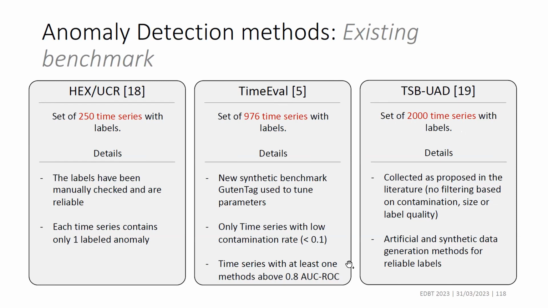So we did not filter anything, neither based on the contamination rate. We have some time series with a high contamination rate, but also a very low contamination rate. And we didn't filter based on the performance of the model either. For some time series, we don't have any models that perform well. I think it's a nice way to have a picture of what we have as time series in the literature. These are the things we have, and then we can work on them.